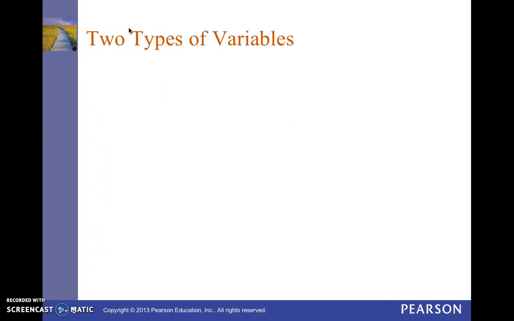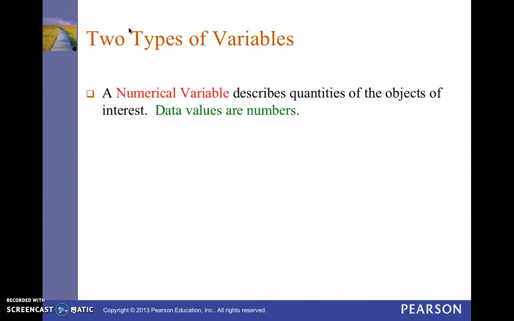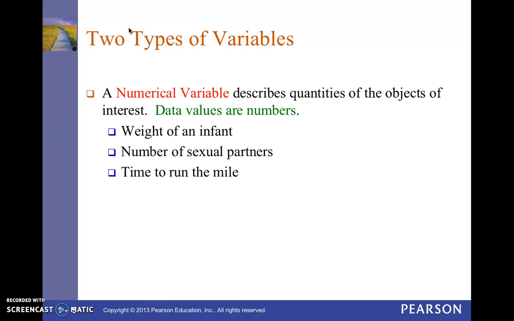There are two kinds of variables that you're introduced to. One is numerical variables. These describe the quantities of objects of interest. Once again, examples would be the weight of an infant, the number of sexual partners, or the time to run the mile. All of these things can be reflected in numbers.